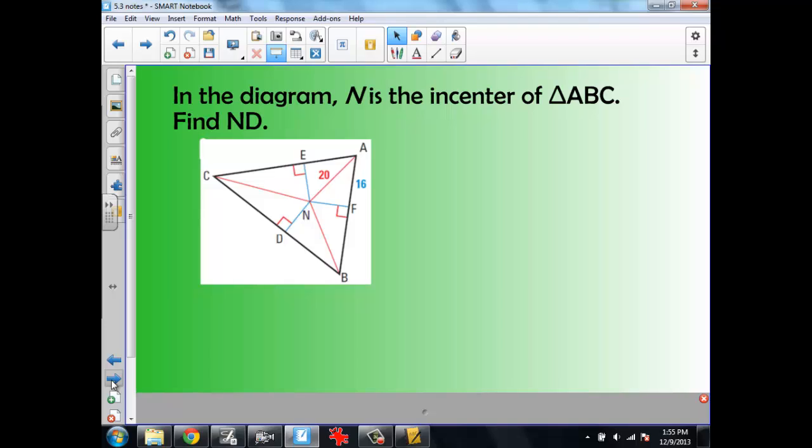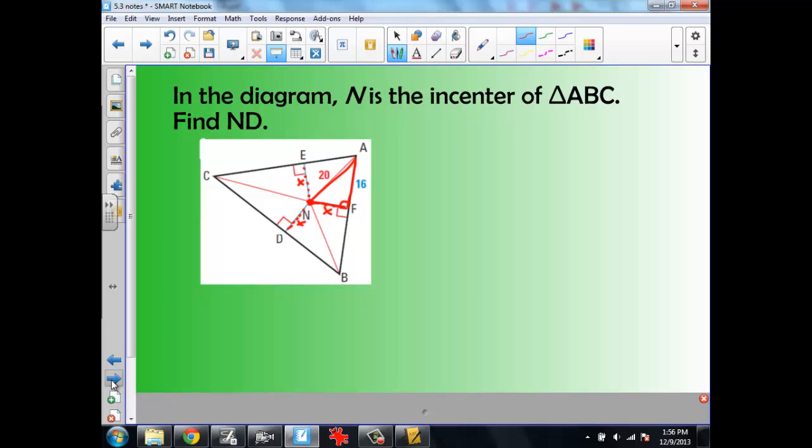So here, in the diagram, N is the incenter of triangle ABC. N, that's my incenter, so this distance and this distance and this distance are all the same. Do I have any of those distances marked? No. There's no number at this one, there's no number at this one, and there's no number at that one. So we're stuck? Yeah. Look at this. This is 20, this is 16, and this part in here, I don't know. But it's the same distance here, and it's the same distance here. This distance and that distance and that distance are all the same. If this is 90 degrees, isn't this also 90 degrees?